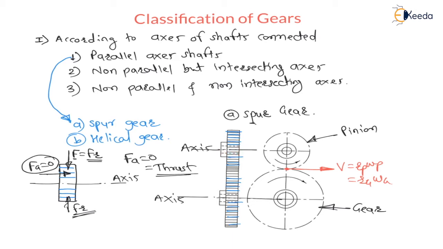Because of sudden engagement and disengagement, there are impact stresses. Therefore, the teeth fail easily. Hence, generally, the use of spur gear is avoided, and its use is limited to very low power transmission and very low speed, for example, watches.